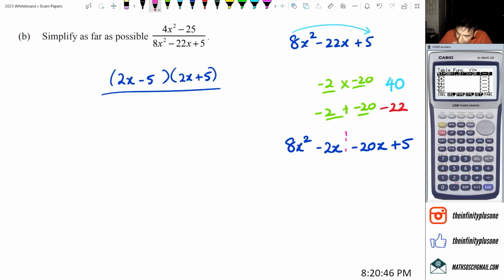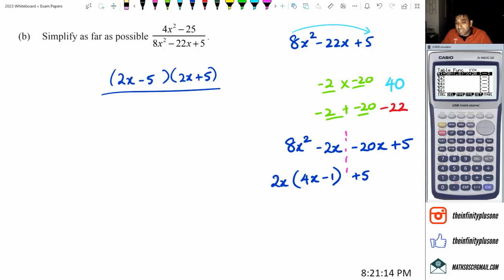At this point I'm going to factorize by parts, so I'm going to separate it into two parts. Now on the left hand side I could see that 2x is a common factor, which means I'm going to get 4x minus 1. Then on this side I can see that 5 is a common factor, so I've got positive 5. But really I don't want to take positive 5, right? I want to take negative 5 because I want to have that 4x minus 5 happening.